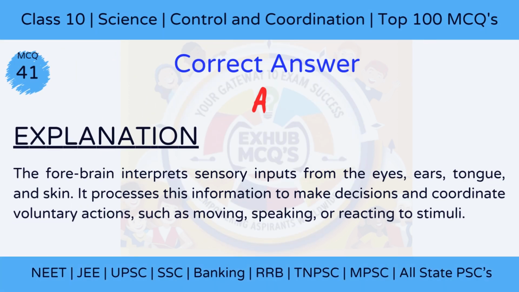The correct answer is option A, forebrain. Explanation. The forebrain interprets sensory inputs from the eyes, ears, tongue, and skin. It processes this information to make decisions and coordinate voluntary actions, such as moving, speaking, or reacting to stimuli.